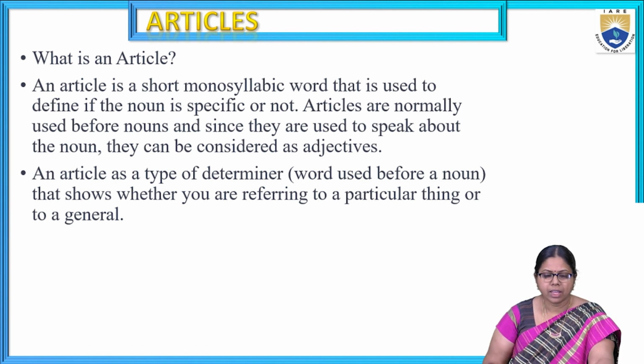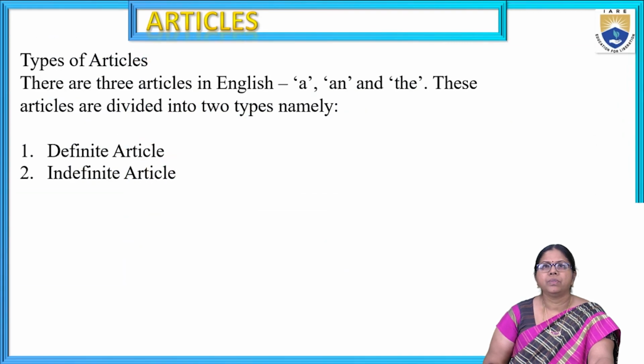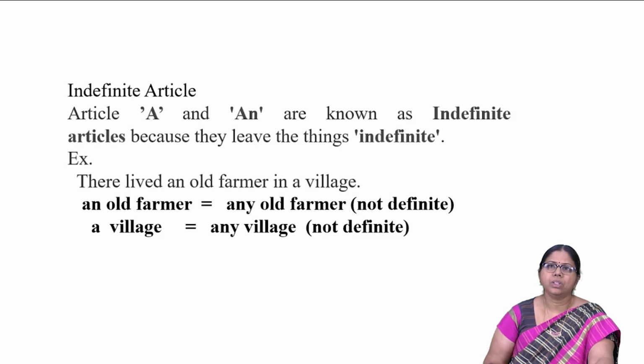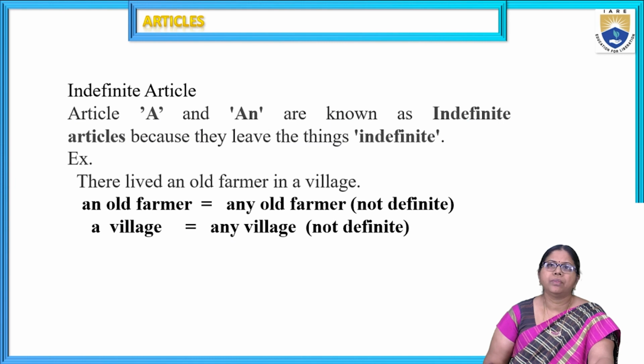So an article is a type of determiner word which is used before a noun that shows whether you are referring to a particular thing or to a general thing. There are three articles which are categorized into two different types: definite articles and indefinite articles. Let us first see what an indefinite article is. The articles a and an we call indefinite articles because they leave the things indefinite.